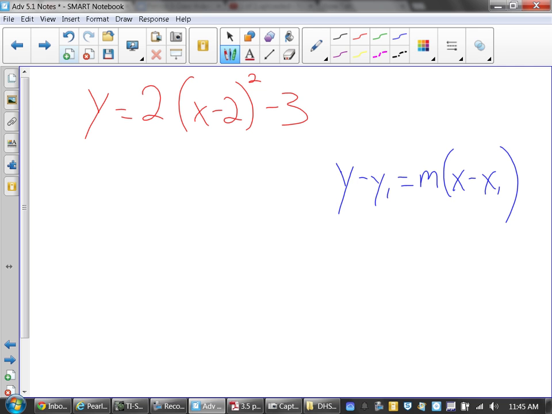H is a horizontal shift. It's how it's being moved left and right, your x value. K is a vertical shift. It's moving up and down. I know, it's easy to remember. H, horizontal, left and right. K, vertical, up and down.